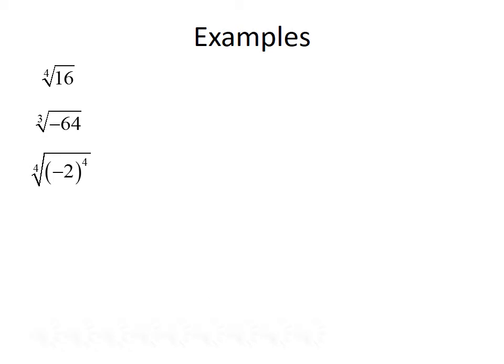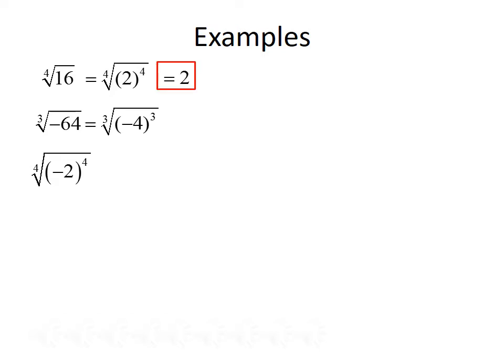Let's look at some examples. First, we have the fourth root of 16. In order to evaluate the fourth root of 16, we want to see if we can rewrite 16 as some number raised to the fourth power. And of course, we can. It's going to be 2 raised to the fourth power. The fourth root and the fourth power will cancel each other out, and so we'll see that the fourth root of 16 is equal to 2.